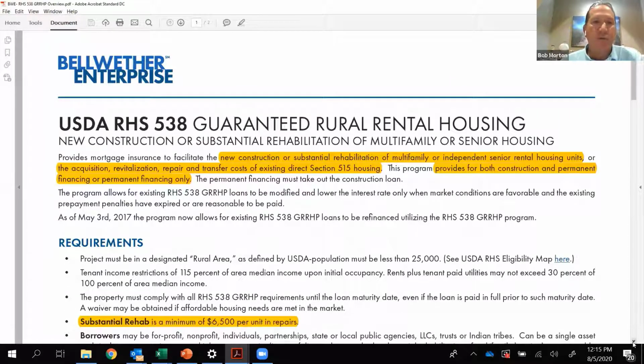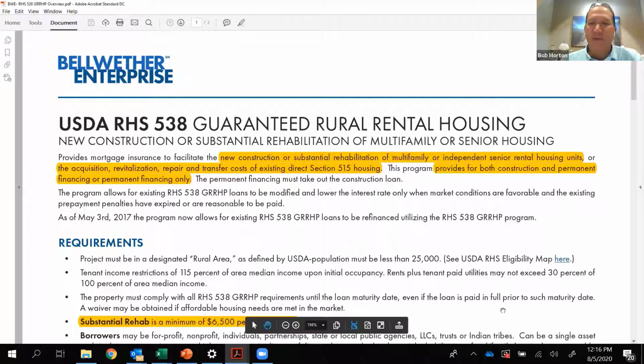So the 538 program is a guaranteed program. So USDA issues a guarantee. We as a lender fund, service, and underwrite the debt execution. We submit applications to RD for them to approve the 538 loan, and it is strictly at the moment for new construction or sub-rehabilitation of multifamily housing, and it has also helped greatly across the spectrum for the acquisition, revitalization, repair, and transfer of 515 direct housing programs.